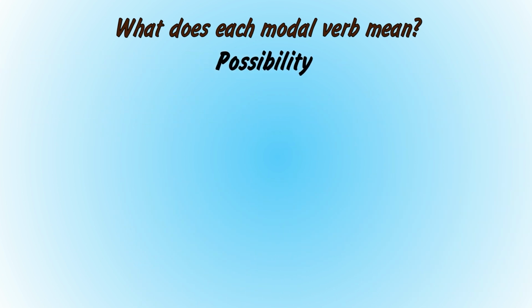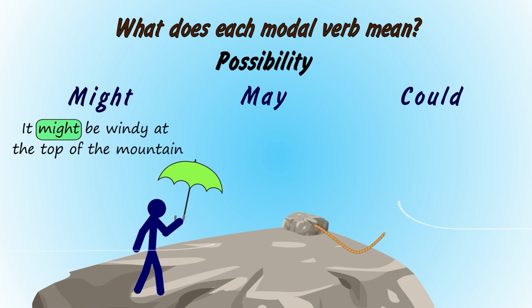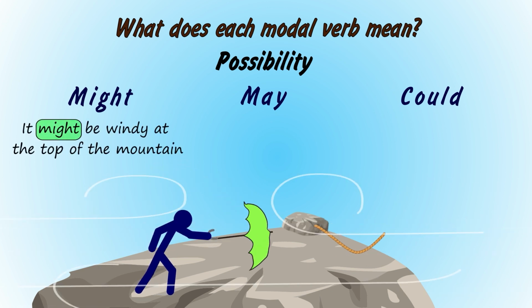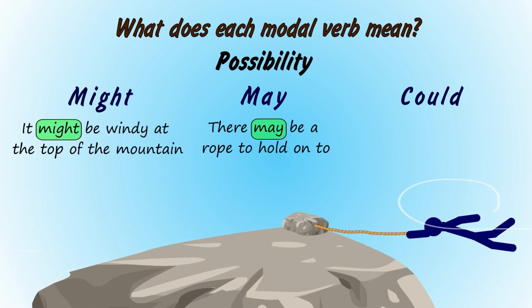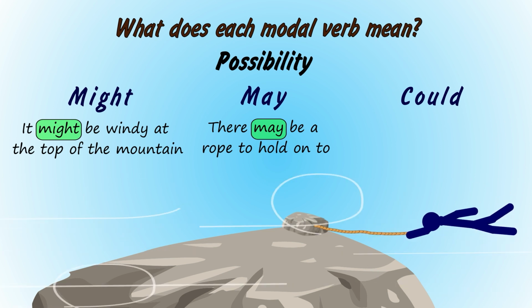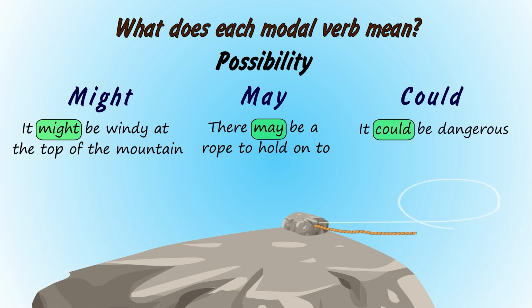To express possibility, we can use the modal verbs might, may, or could. For example, it might be windy at the top of the mountain. There may be a rope to hold on to. It could be dangerous.